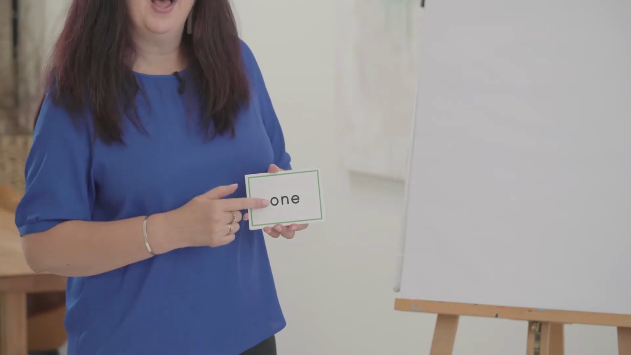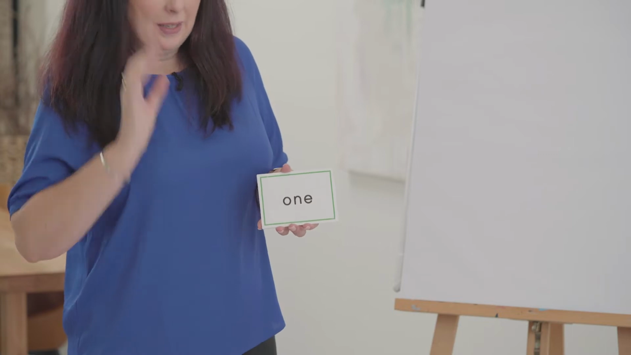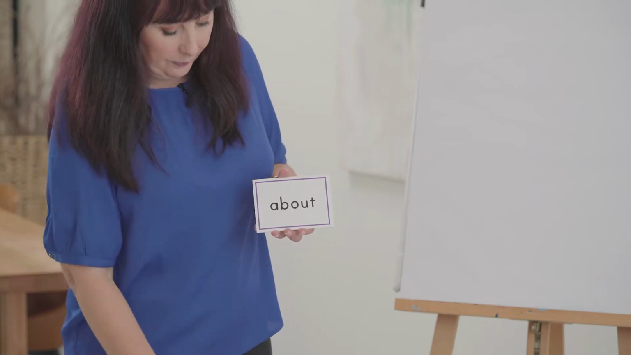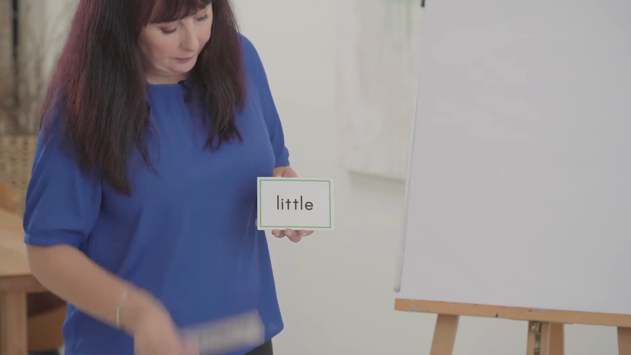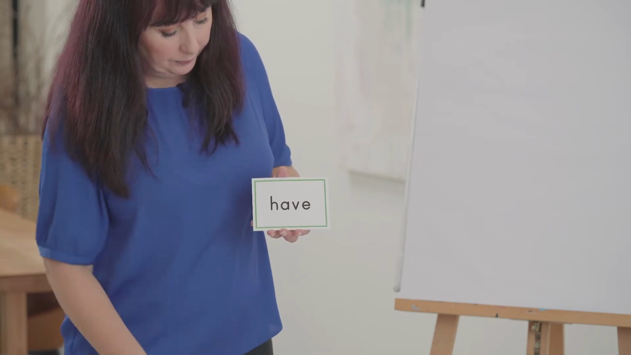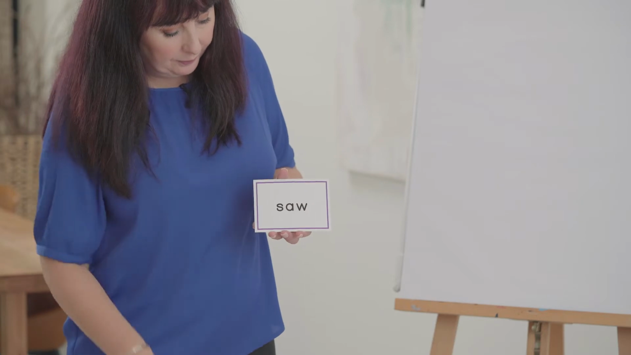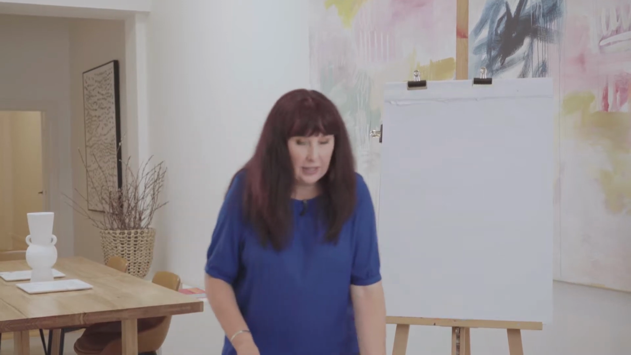Let's practice some of our irregular words. We haven't seen this one for a while. Here's my hint. You ready? One, about, friend, little, have, saw. How did you go with those words? You can rewind and practice that section if you need to.